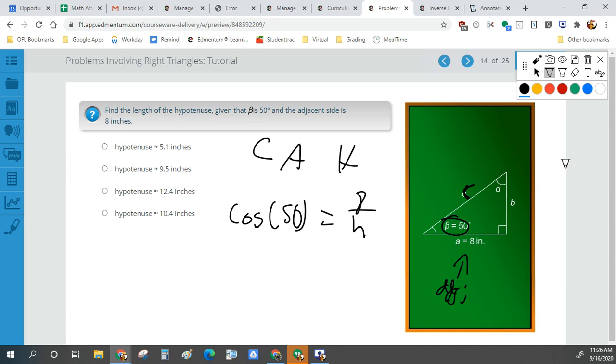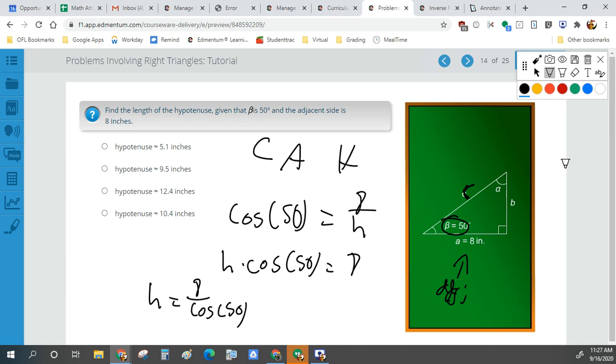So what I do here is I need to get my H to the other side. So I'm going to multiply both sides by H. And then I need to get this to the other side. So I do H is equal to 8 divided by cosine of 50.